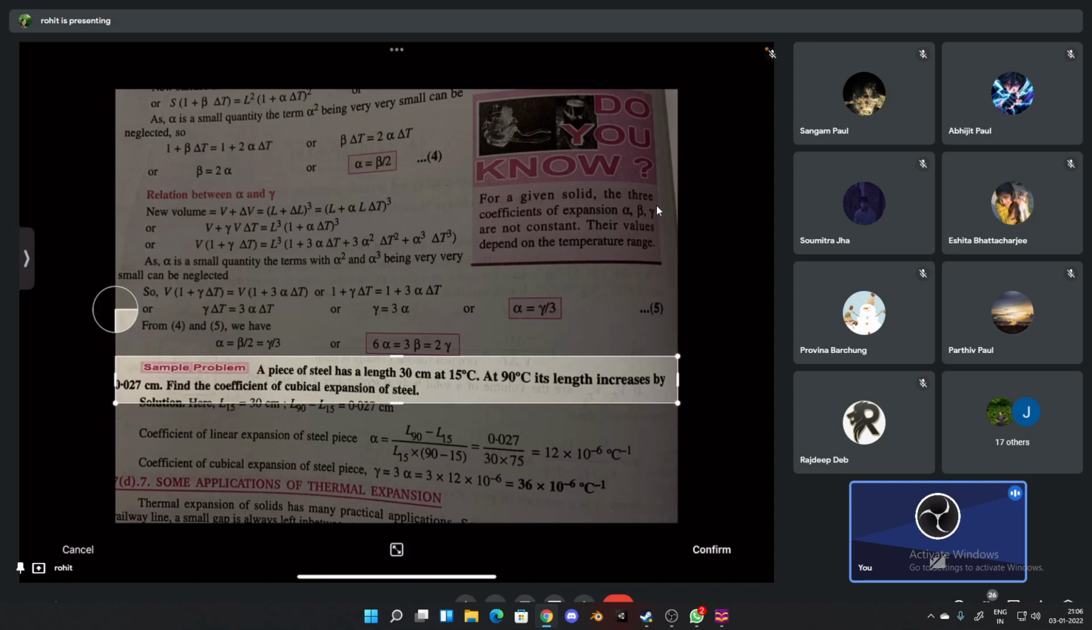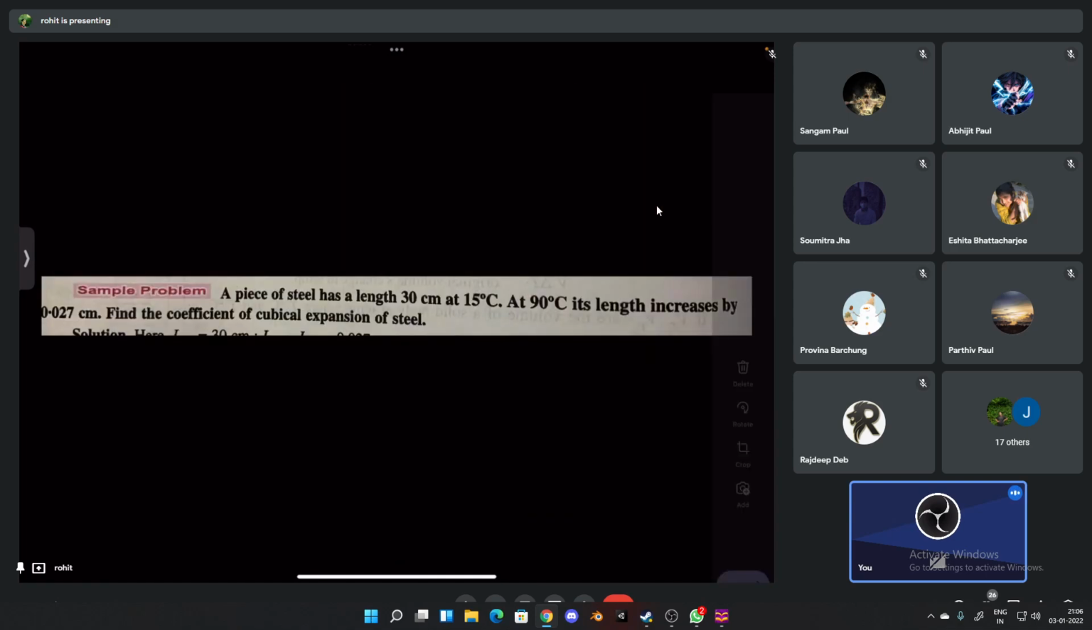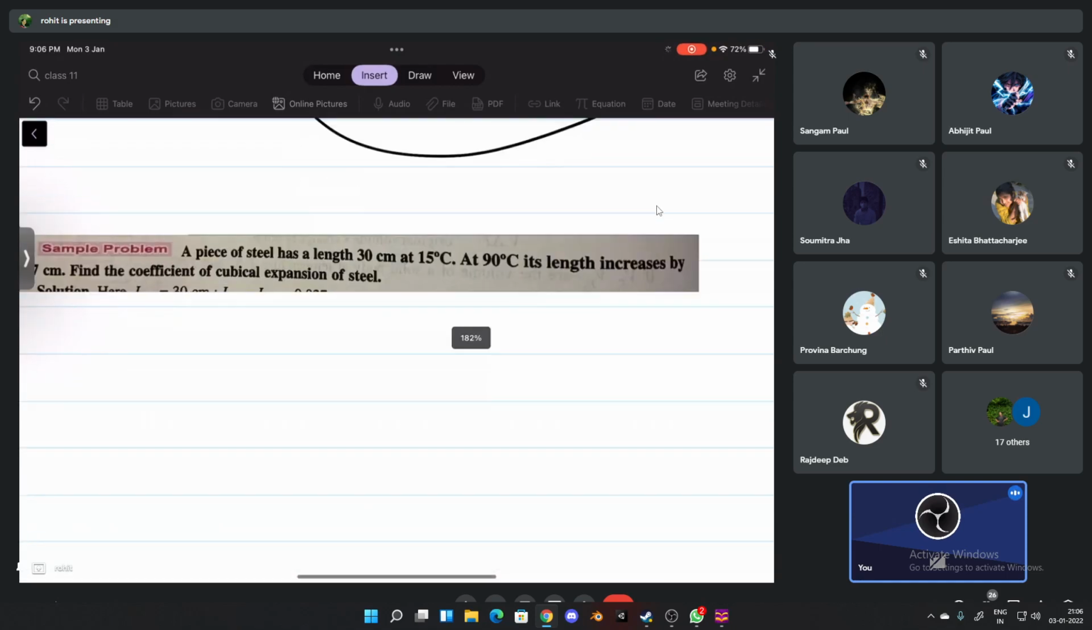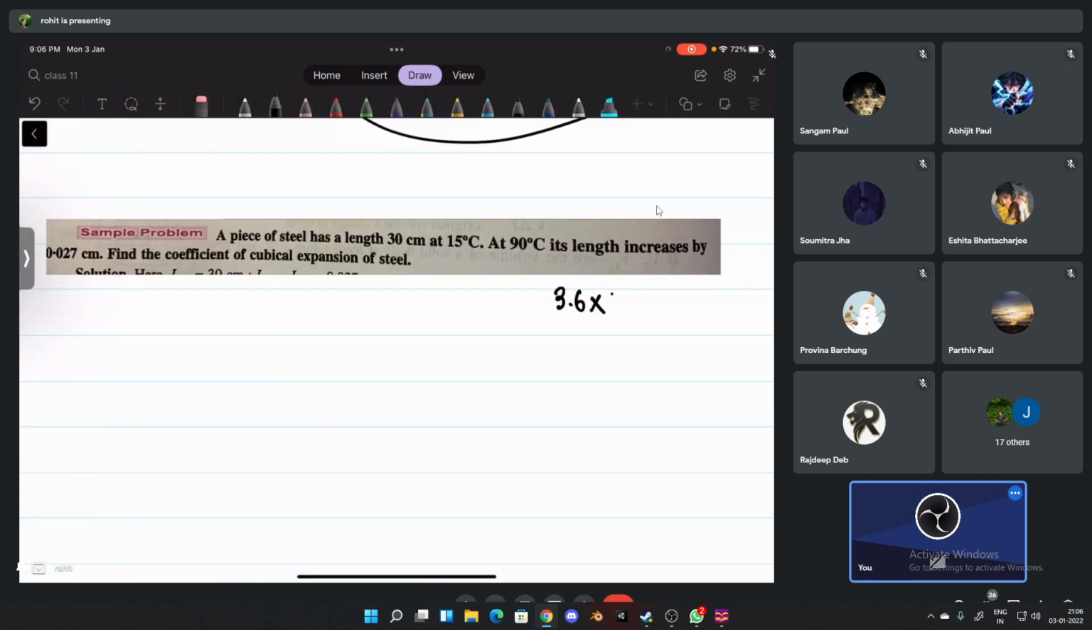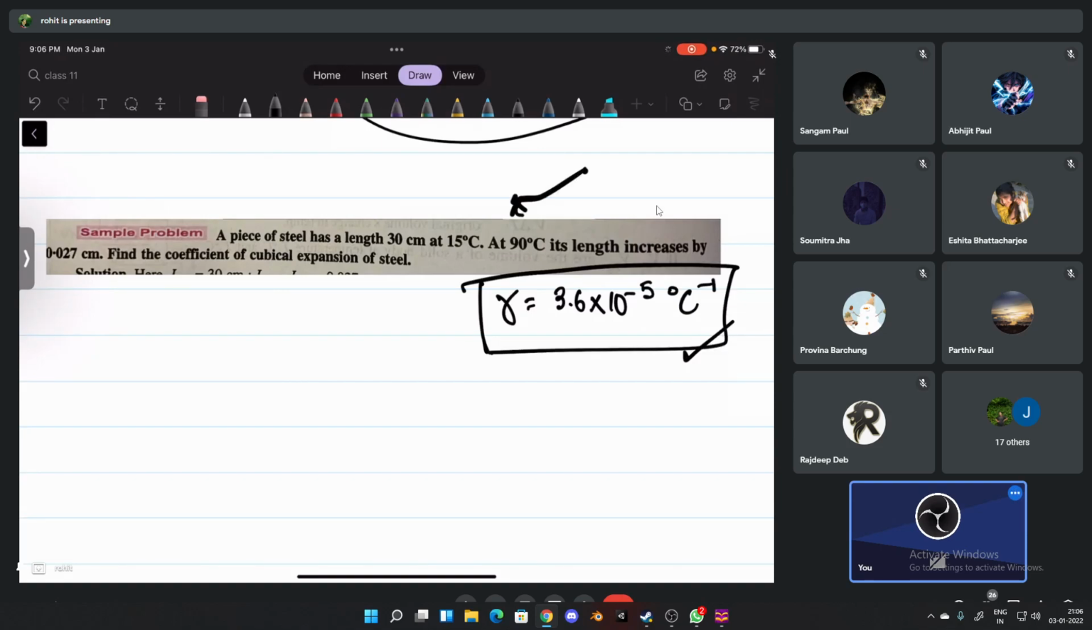The answer is 3.6 10 to the power minus 6, okay? If you can get it, it's fine. The answer is 3.6 10 to the power minus 5 per degree Celsius. What is the question asking? The coefficient of cubical expansion, gamma, they have asked. But from this, they are talking about length. So can you find gamma or can you find alpha, guys?